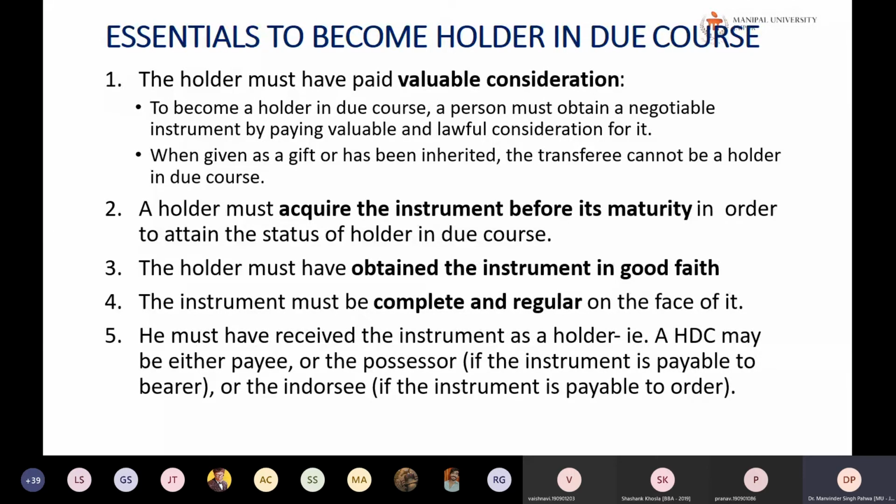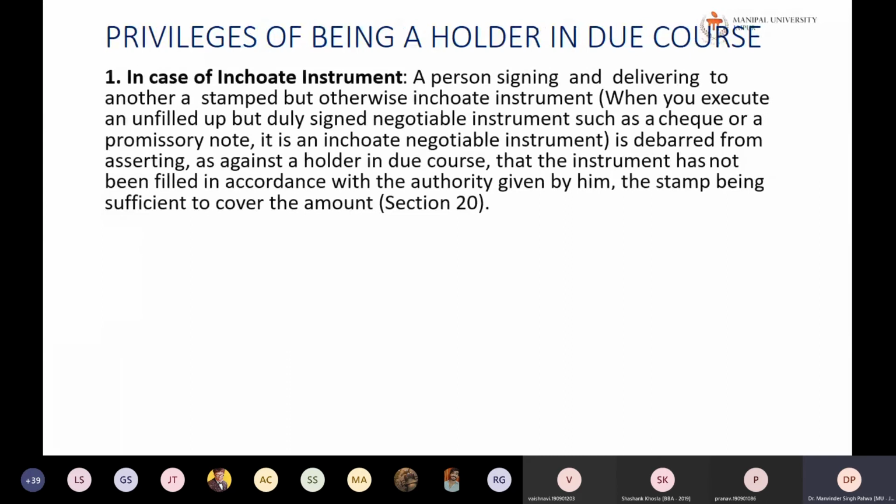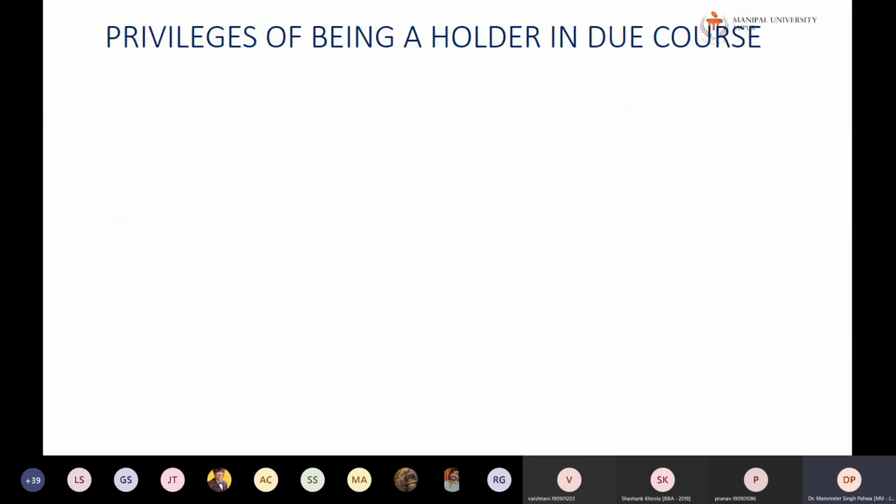That is, a holder in due course may be a payee or a possessor if the instrument is payable to bearer, or an endorsee if the instrument is payable to order. So there are certain privileges which a holder in due course actually enjoys. So what are these privileges?